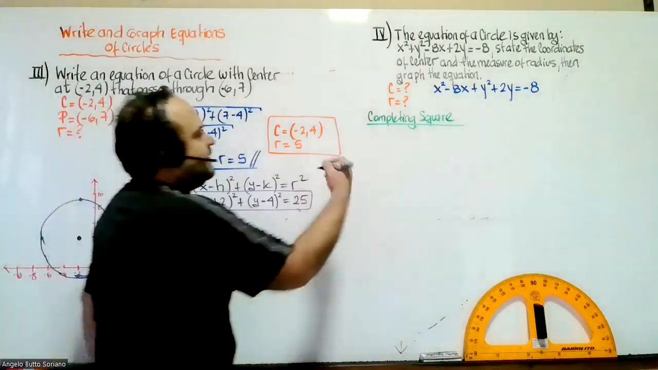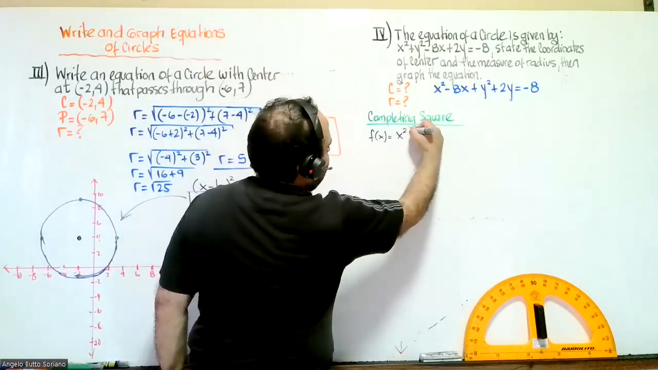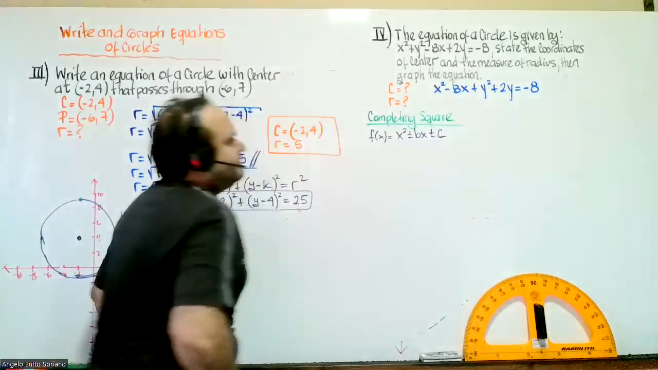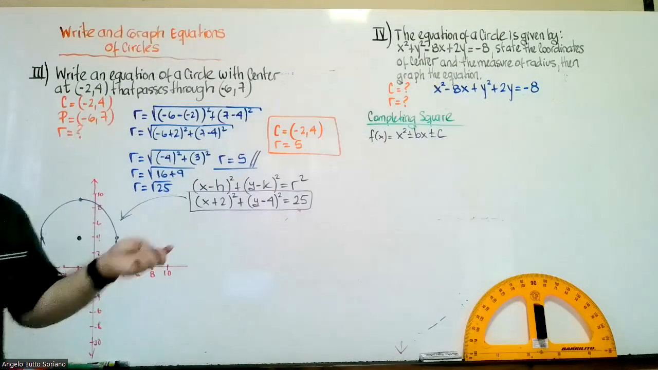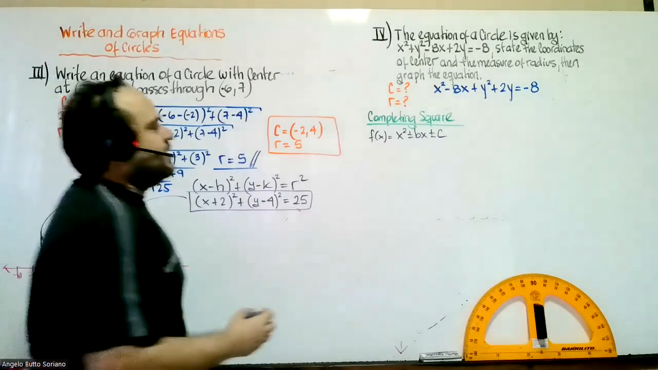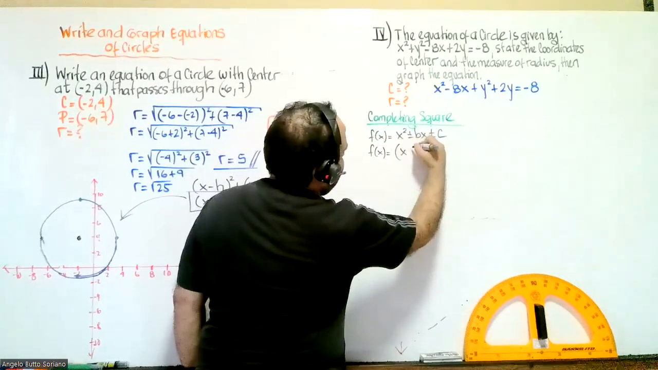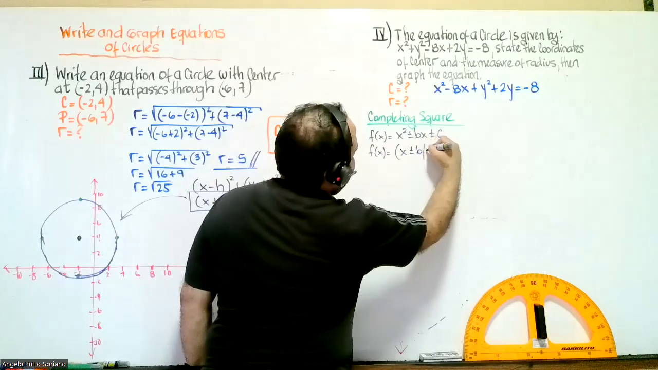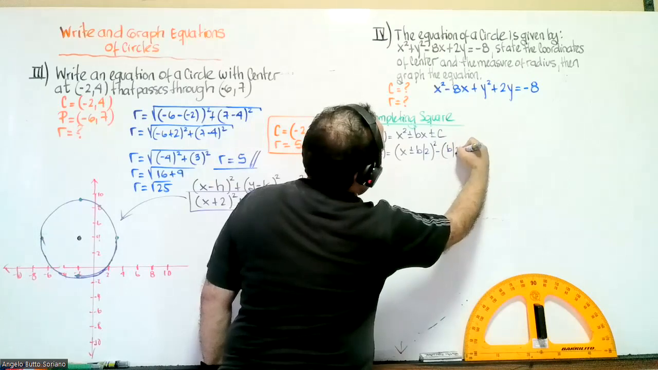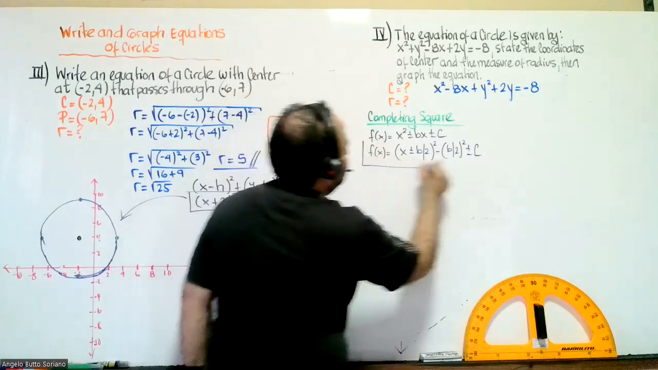I mean, if you have a quadratic function given by f(x) equals x squared plus or minus bx plus or minus c, this is a quadratic equation in the general form. To apply completing the square, the formula is given by (x plus or minus b over 2) squared minus (b over 2) squared plus or minus c.